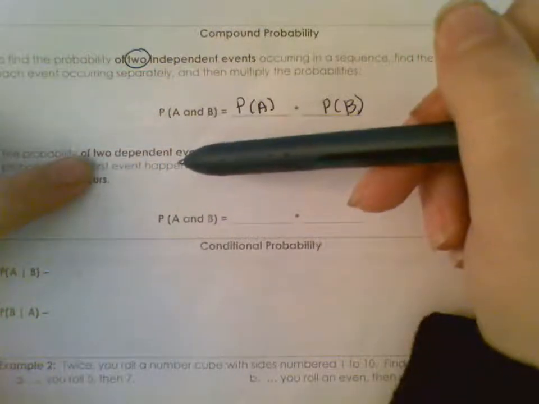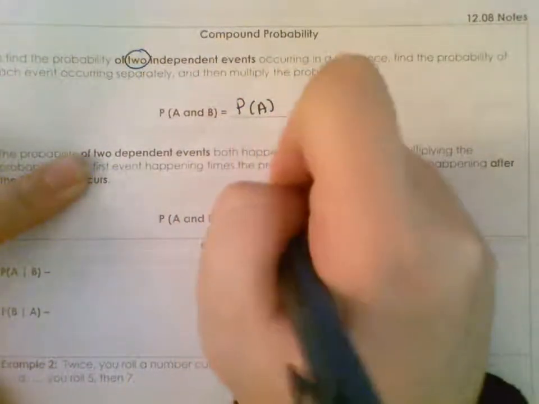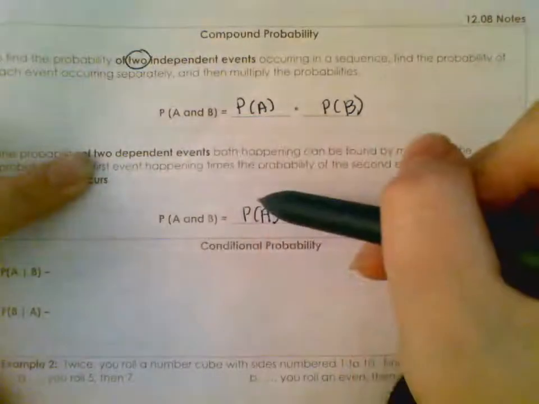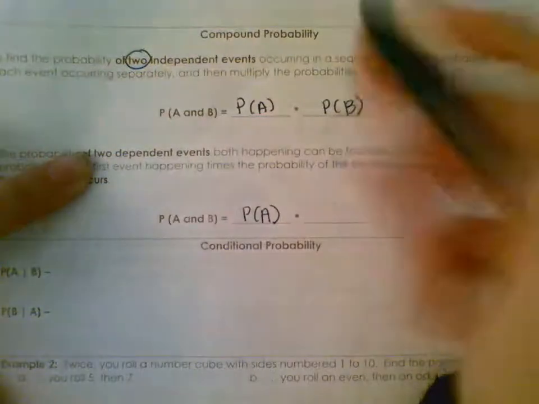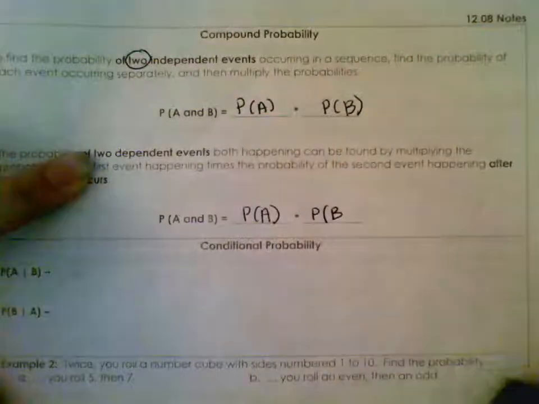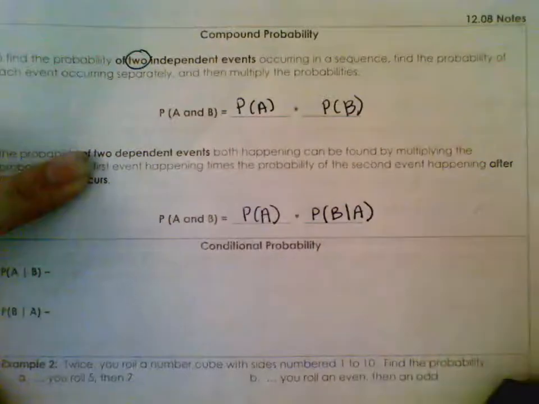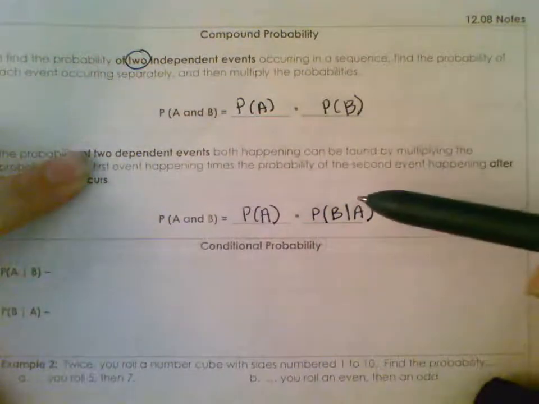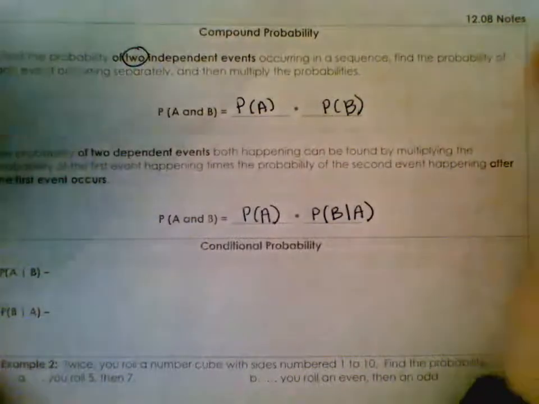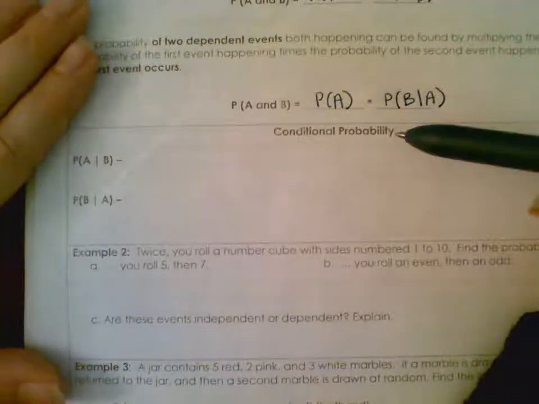If they do influence each other, if we have two dependent events, you're going to do the probability of A. And now that A has already happened, it is going to affect the probability of B. So what you're really multiplying by here is the probability of B given that A has already happened. Since these are dependent events, A is going to affect the probability of B. Just for future reference, we talked about this before: that is what's called conditional probability.